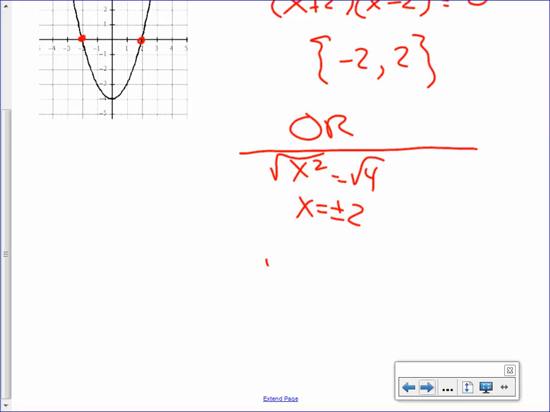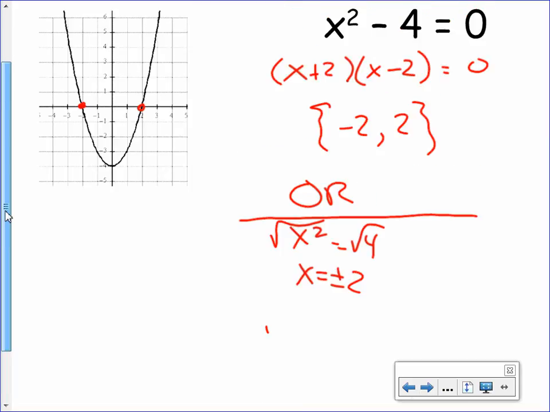Again, it's choice, choice, choice. What is the fastest or easiest thing to do for you? It's up to you. Okay, so when you get nice, pretty answers like that, they do cross. Even if you have square roots in your answers, they do cross, but they cross at a decimal place.